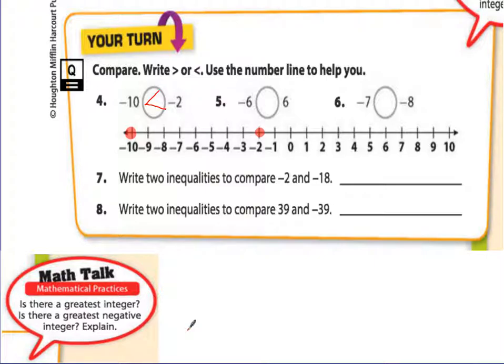Now here I have negative 6 and positive 6. Since negative 6 is listed first, I want to compare negative 6 to positive 6. Negative 6 is further to the left, so it's less than positive 6. And then negative 7 and negative 8. Since negative 7 is written first, that's what I want to compare to negative 8. Negative 7 is further to the right, which means it's bigger than negative 8. So negative 7 is greater than negative 8.